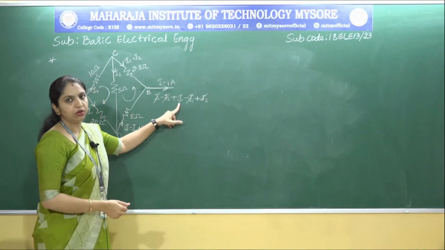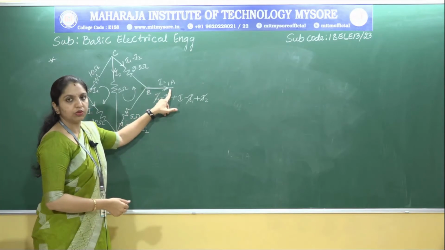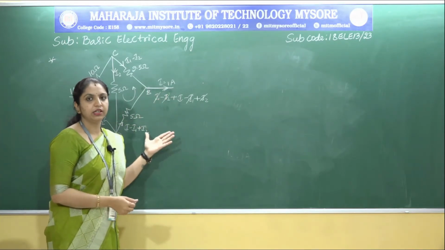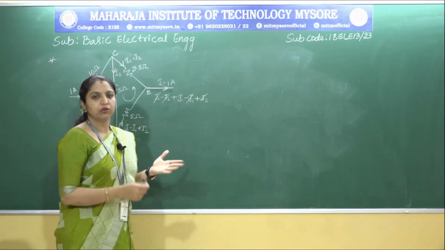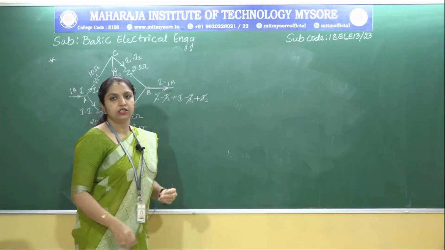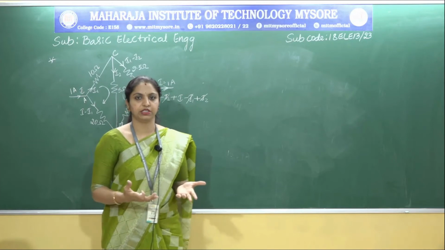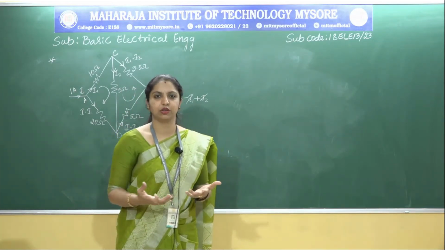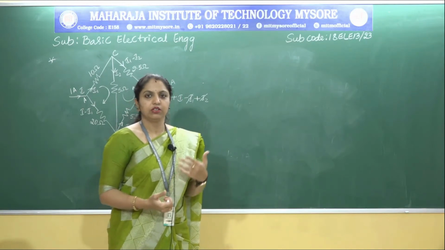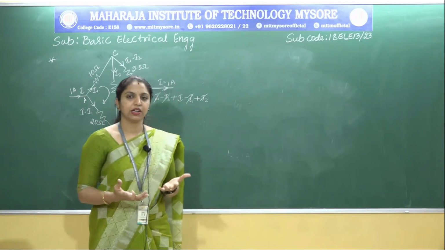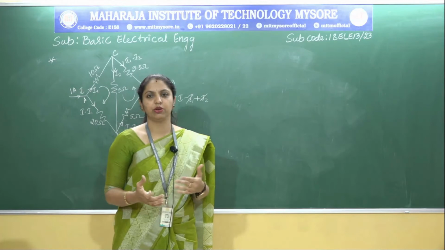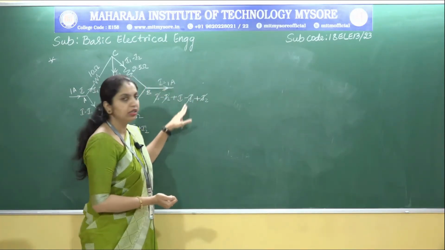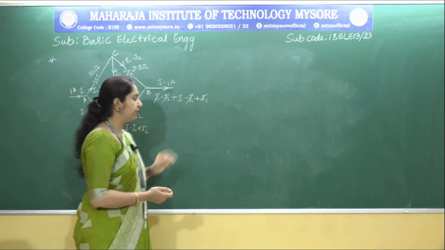So finally what current do we get? We get only the total current. This is how we satisfy the KCL statement. What does KCL state here? The algebraic sum of the currents meeting at the junction is equal to 0, or the algebraic sum of the currents entering the junction is equal to the algebraic sum of the currents leaving the junction. Now we have satisfied the KCL statement.